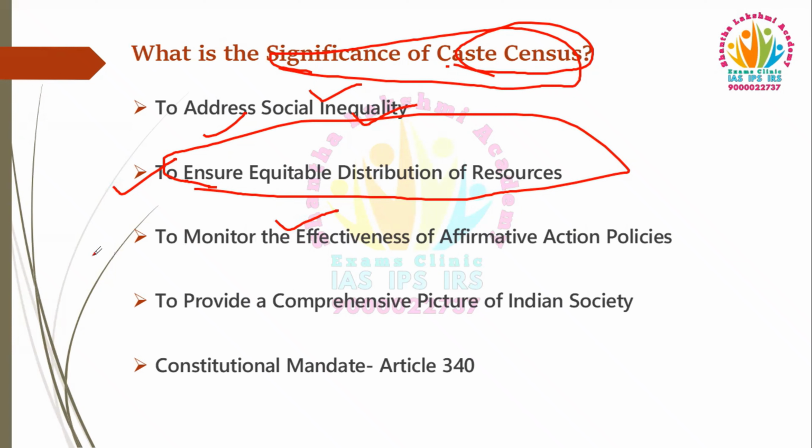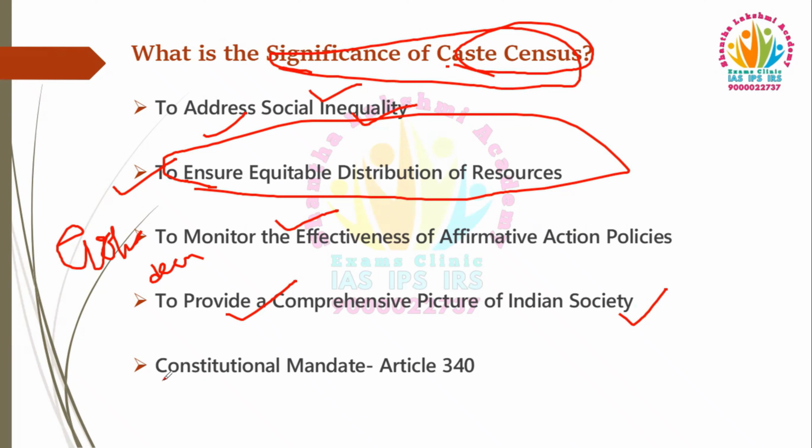The caste census data would also help us to monitor the effectiveness of affirmative action policies. Without the caste census data, it was difficult to evaluate the affirmative action policies. So this data would help us to make informed decisions. The caste census would also provide us a complete picture of Indian society, because it would provide data about the diversity of the population and the dynamics of Indian society.